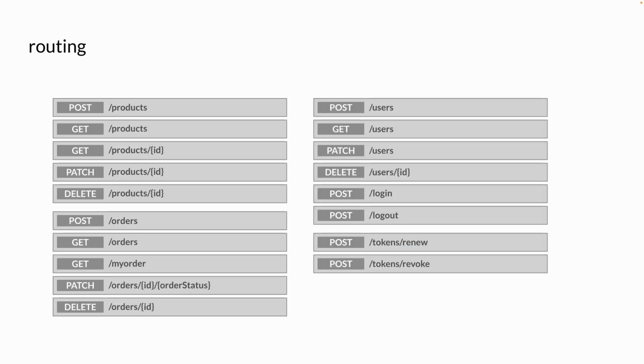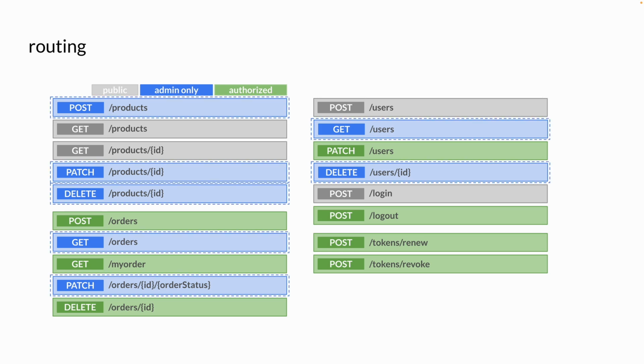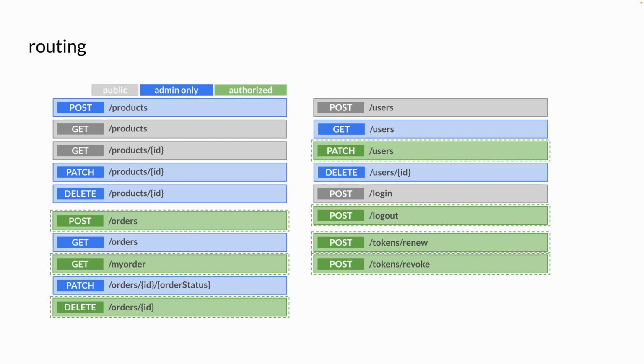Here are the routes that we have added so far. Once our middlewares are implemented, the authorization rules are going to only allow admins and authorized users to access some of these endpoints, color-coded here. So first we have these public endpoints to get the product, list the products, create a user, and log in. And we also have endpoints for admins only, such as to create a product, update or delete the product, list the orders, update the order status, get the user information, or delete the user. And lastly, we have the endpoints for authorized users only to create an order, get my order, delete my order, and also to update my user information, log out, or renew and revoke my token.